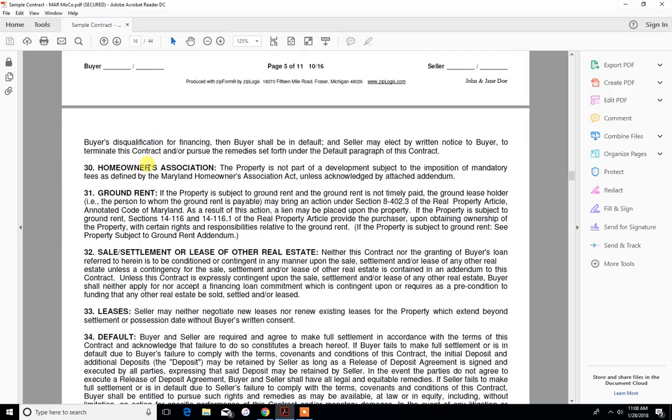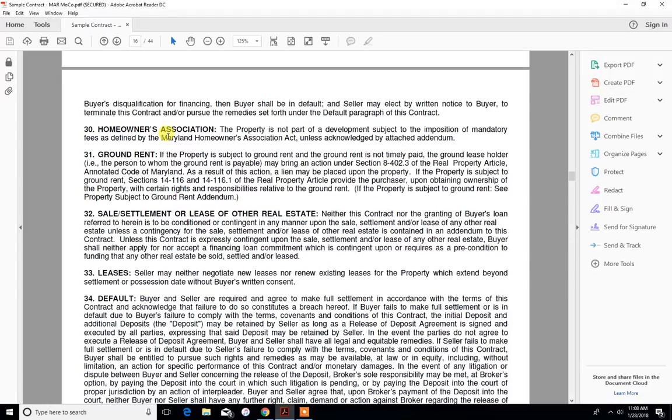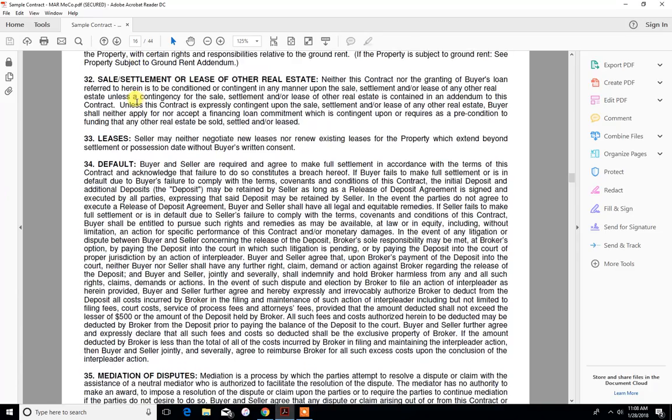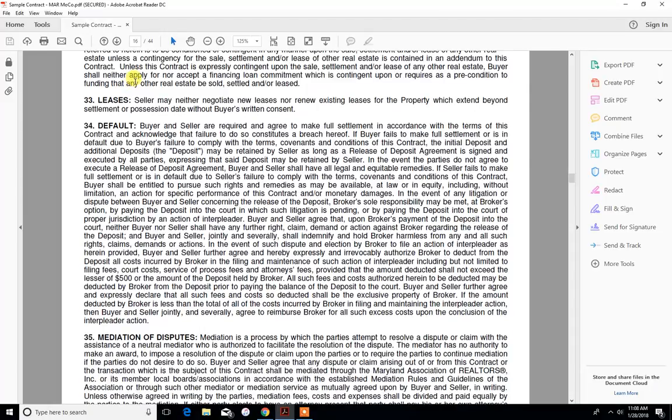If there's an HOA, we're going to get the HOA documents. So we talked about that earlier. Ground rent does not apply here because we're not in Baltimore. Now this paragraph 32 is if they're buying this property contingent on selling their own property. So let's just say they're not. Okay, so here, this says that this home is not contingent on you selling your house.